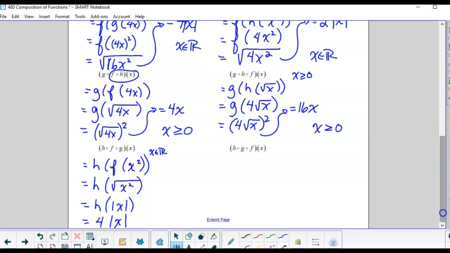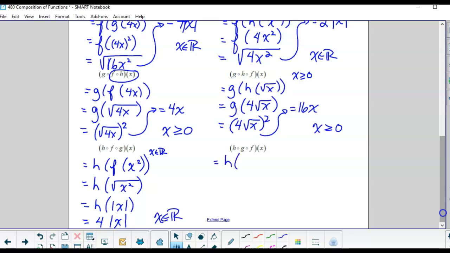Yeah, so overall that simplifies to x, which is all real, but absolute value, so x can be anything. So that's all real numbers, and then that stays. So overall, all real numbers.